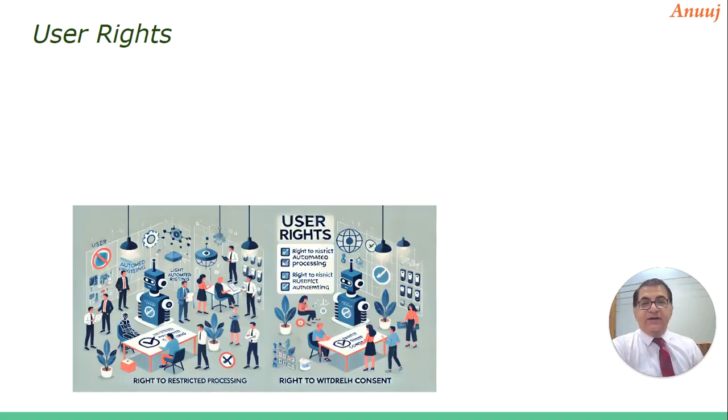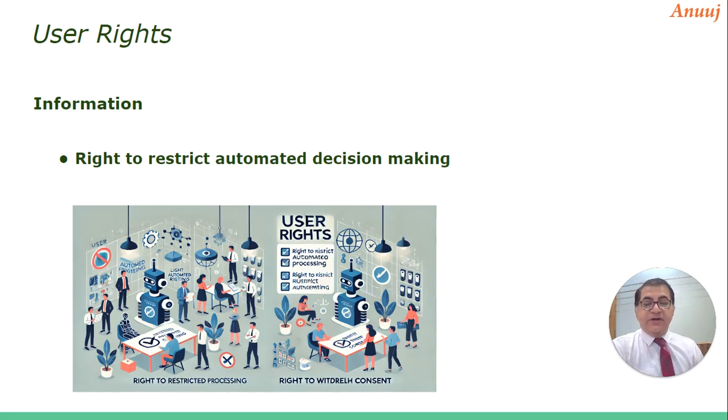And finally, other rights that I have, very important, restrict automated decision making. So if you are using AI while processing my data, I can object to it, and I can say that you are not going to use artificial intelligence or any automated way of processing my data. And the most important right under data privacy, which is the right to withdraw consent. I want to withdraw my consent. I don't want you to continue and process my data, so I can withdraw my consent.